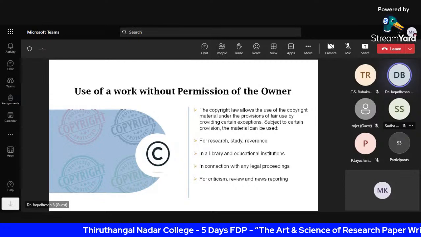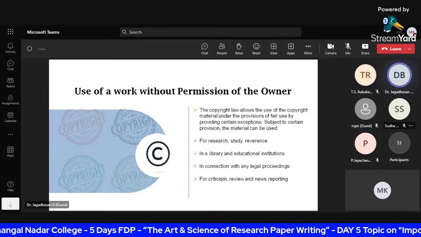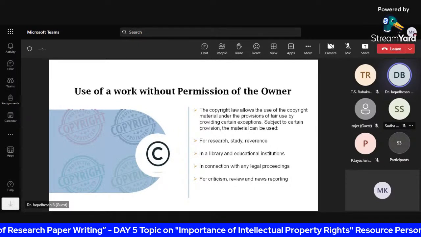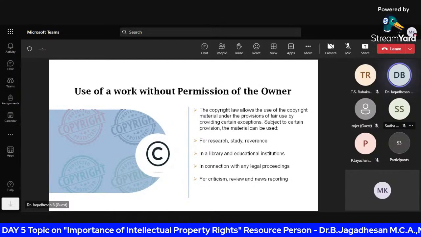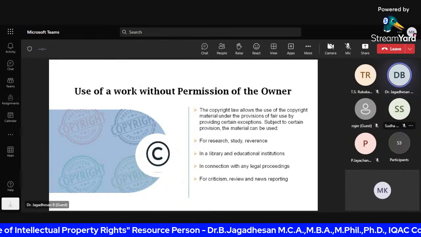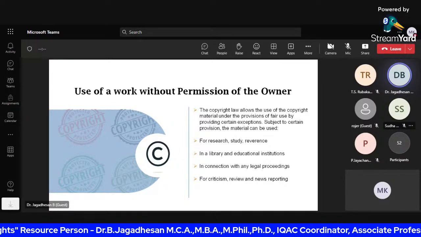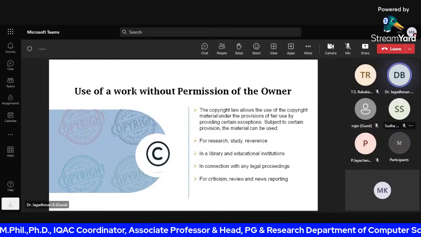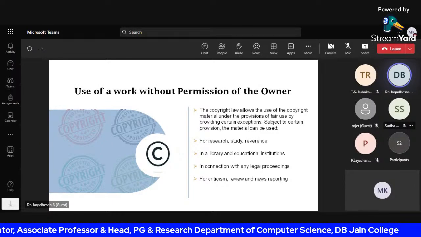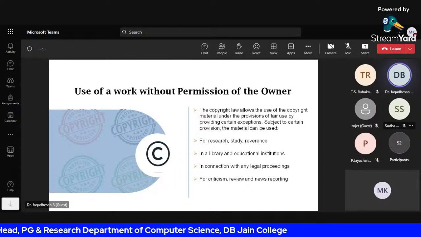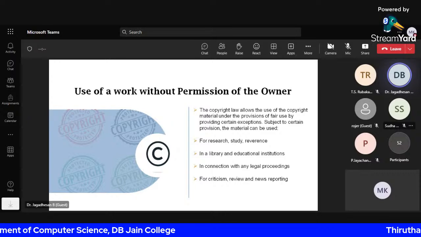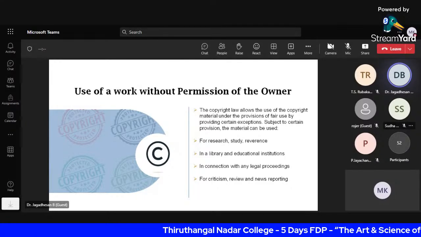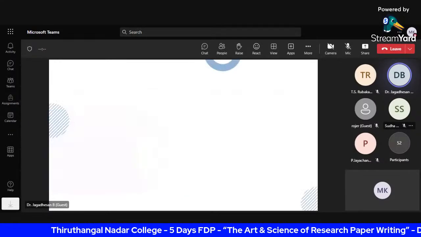In connection with any legal proceedings, or criticism, review or news reporting, for example the new education policy, where section 2A tells about something, that kind of information can be addressed by the principal in the institution. There is no need to get permission. Without the permission of the NPT, the principal is authorized to address the new education policy points in a meeting, seminar or conference. So for these purposes, without permission of the owner, we can utilize the source information.